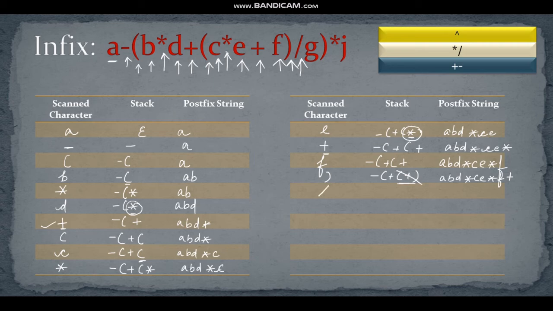Now this is an operator, and we need to compare it with the top of the stack, since the scanned character has a precedence greater than the top of the element, so it can be pushed directly into the stack, and the string remains the same. Let's come to the next element, that is G. Now G being an operand will be pushed onto the postfix string.